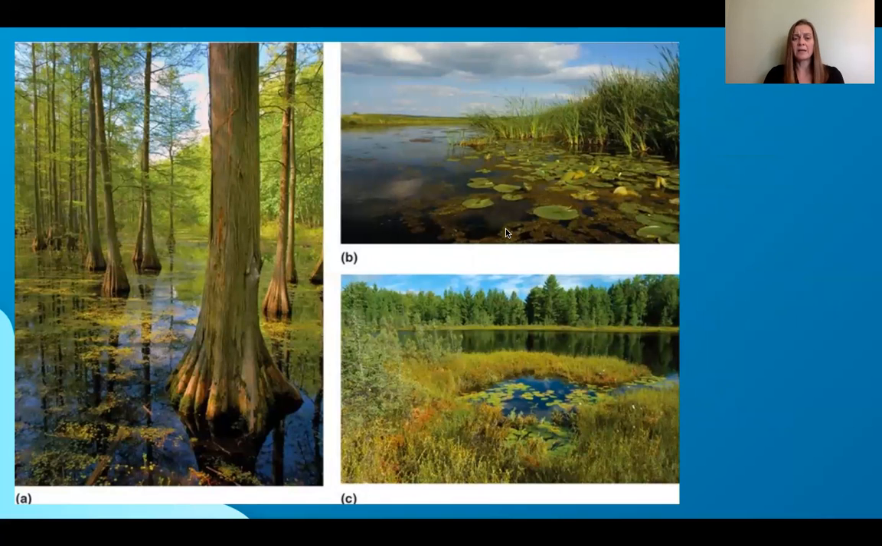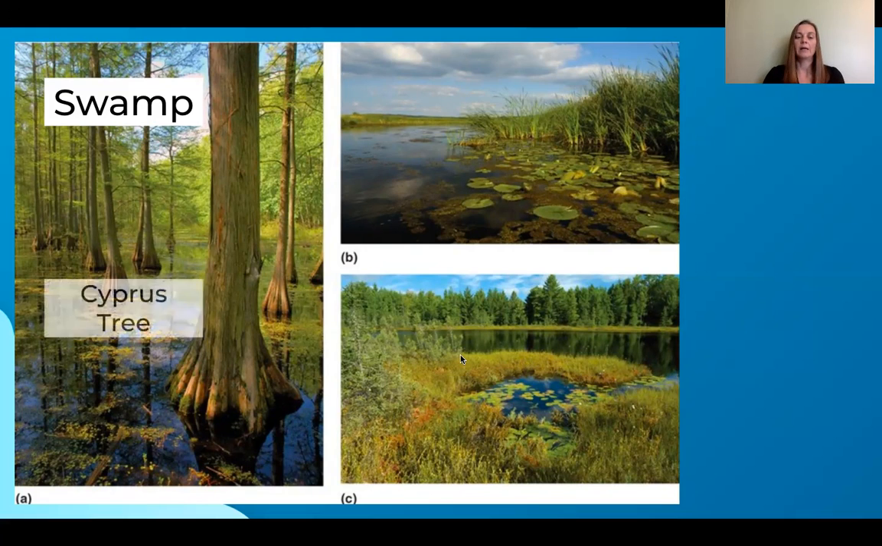So there are 3 main types of freshwater wetlands. The first one here is a swamp. These should be very familiar to us here in this area. You see the bald cypress here. Swamps are characterized by high levels of tannins. That's why their water tends to be kind of black or a very dark brown color. They have enough soil to support woody plants like bald cypress trees, and they do tend to be covered in water year round.